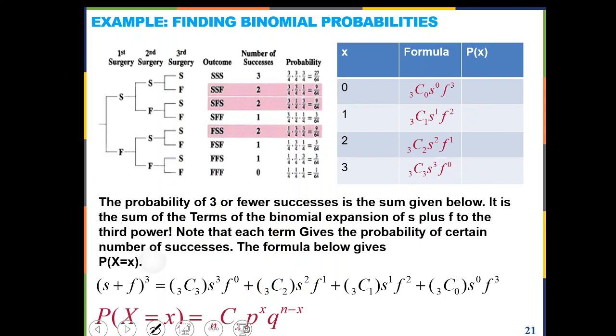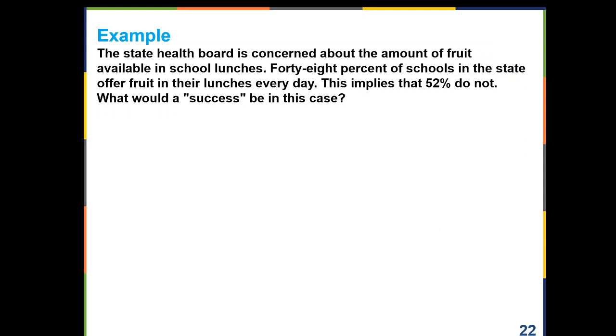Let me get this out of the way. There you go. So let's first figure out whether we have a binomial situation or not. So the State Health Board is concerned about the amount of fruit available in school lunches. 48% of the schools in the state offer fruit in their lunches. So this implies that 52% do not. What would a success be in this case? Well, success is offering fruit in their lunch every day.